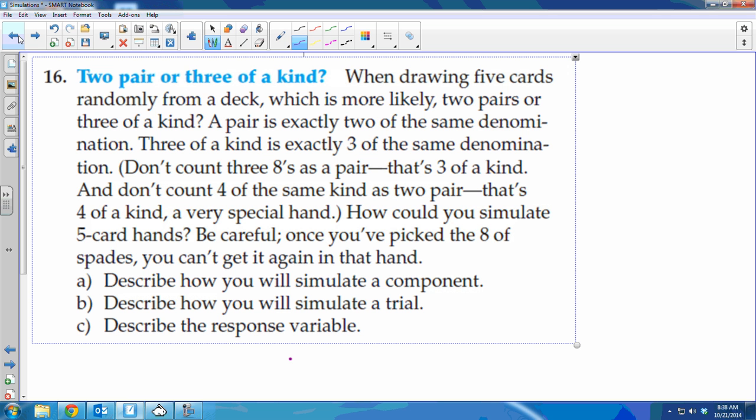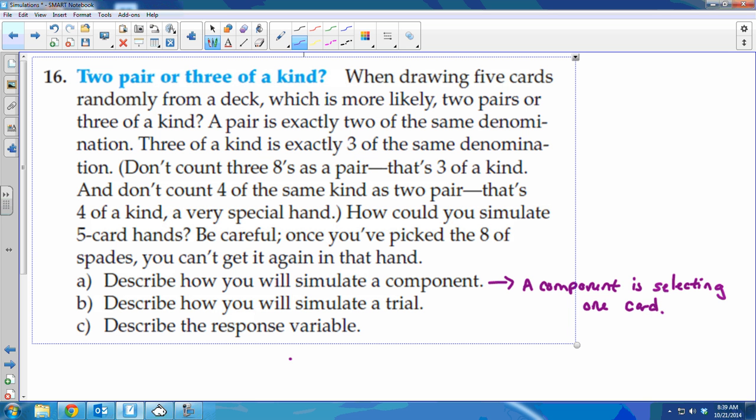How could you simulate 5-card hands? Be careful, once you've picked the 8 of spades, you can't get it again in that hand. So you have to be really specific. So I'm going to walk you through this one. But you should be able to answer some of these questions. In part A, what is going to be a component? One card. So a component is selecting 1 card. Remember, it's a building block. It's the building block of each trial. One card, right?